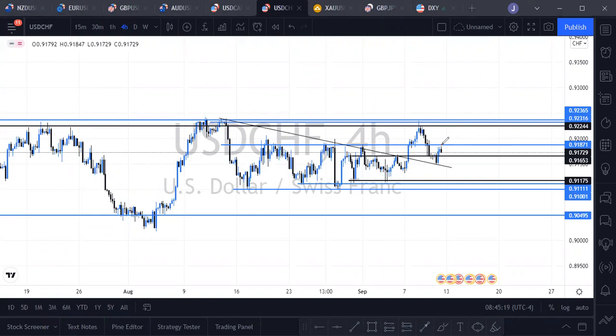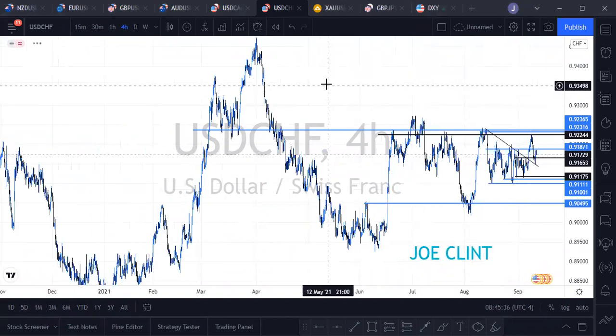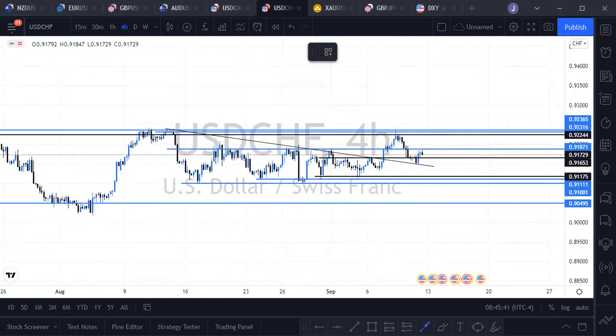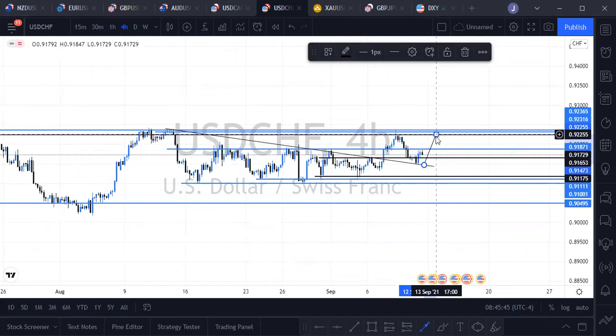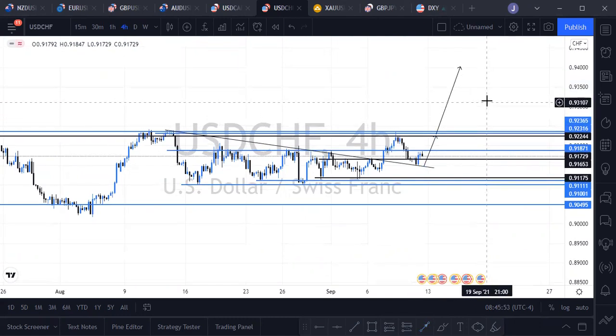First target point one is 92244. That is your TP1. Then your TP2 should be above those points, kind of higher above it. So now on USD CHF, I am bullish. Target 1 is this point, then target 2 above it. That means target 2 will be open.